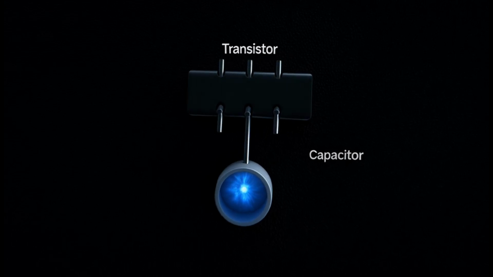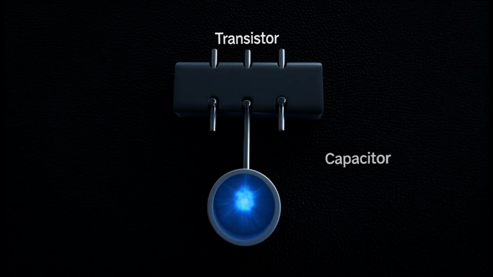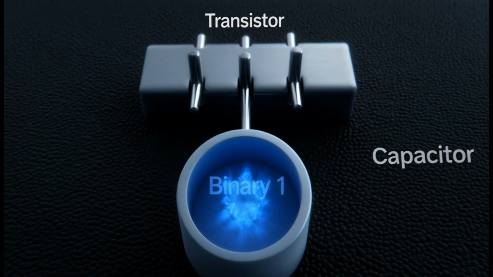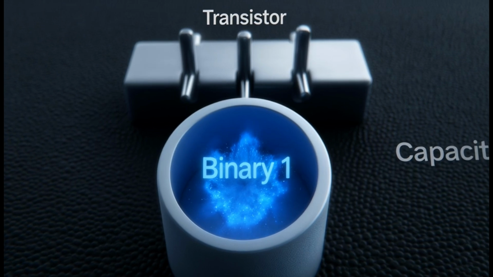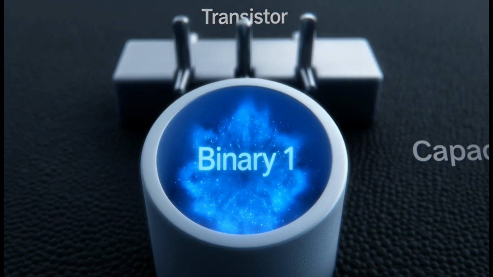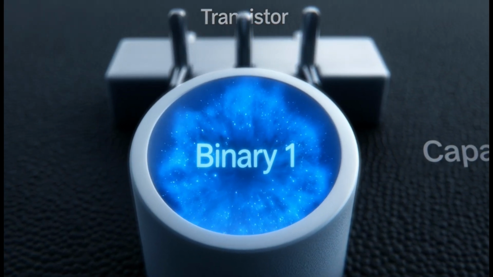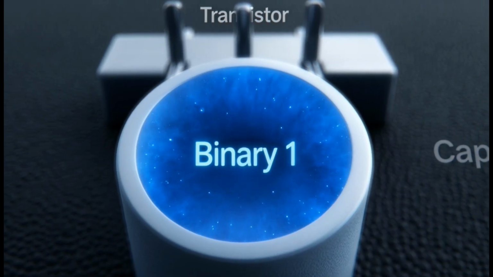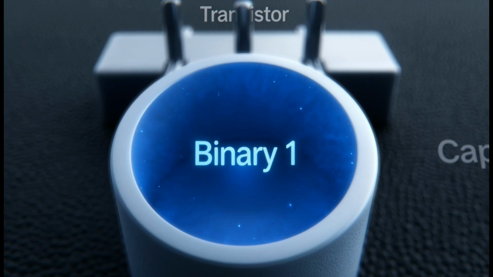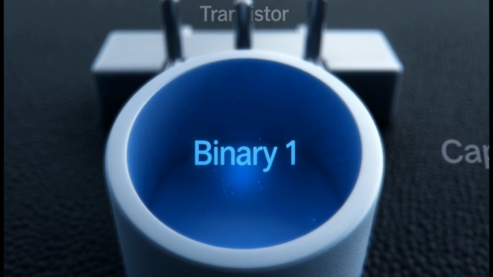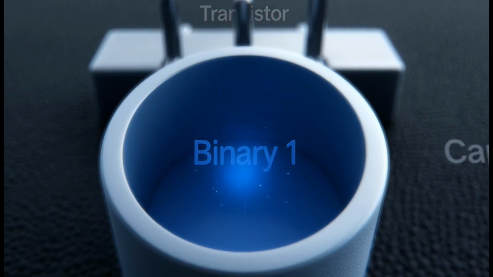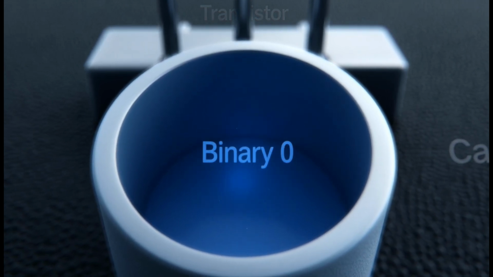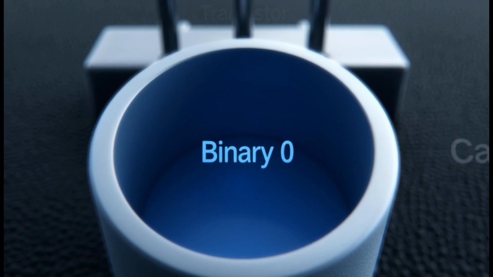Inside each RAM chip are billions of tiny memory cells. In most computers, this is called DRAM, Dynamic Random Access Memory. Each memory cell consists of one transistor and one capacitor. The capacitor stores an electrical charge. Charge equals 1, no charge equals 0. That's it. That's how binary data is stored. But there's a problem. Capacitors leak charge, which means RAM must constantly refresh itself thousands of times per second. That's why it's called dynamic.